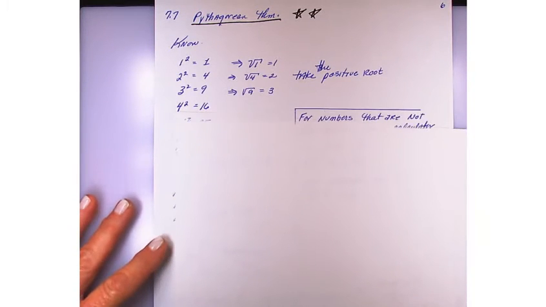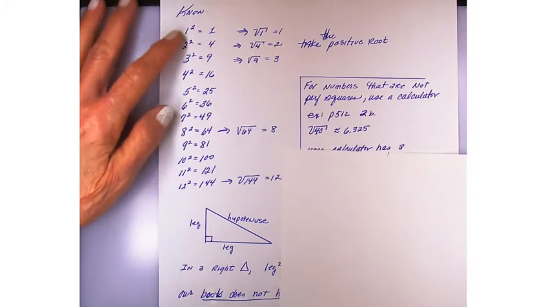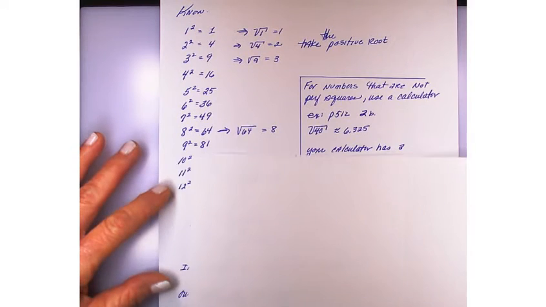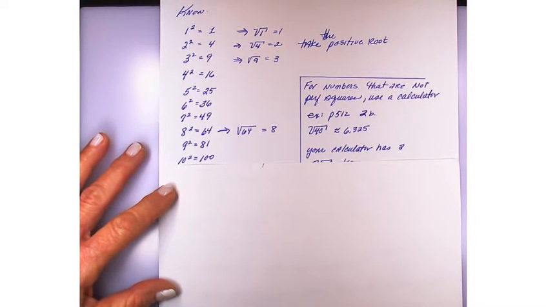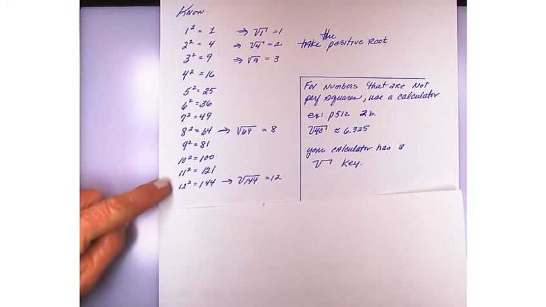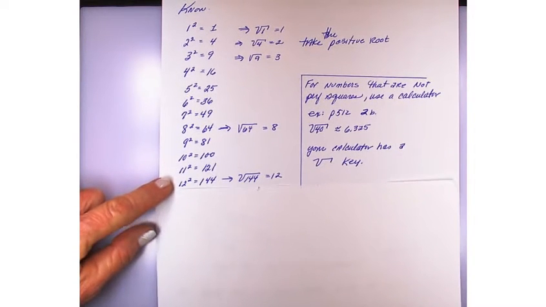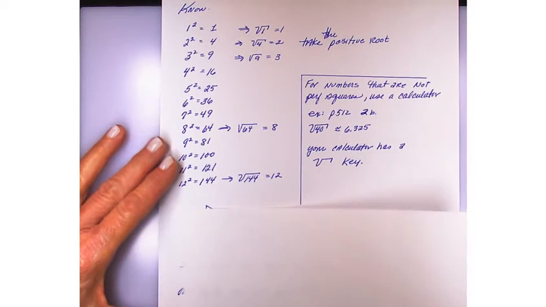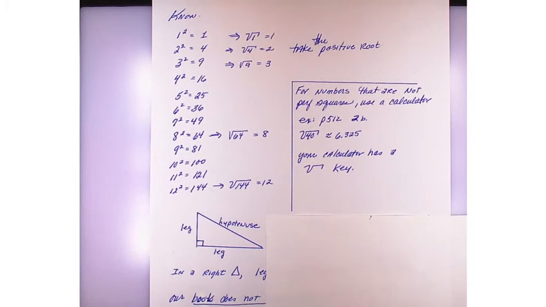For everyday life, you really need to know up through 12. Now, my guess is that all of you know through 10 already. I would guess you know all of these perfect squares. So the two that perhaps would be new to you would be 11 squared is 121 and 12 squared is 144.